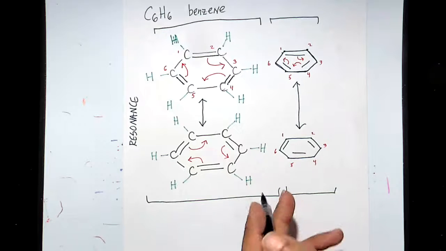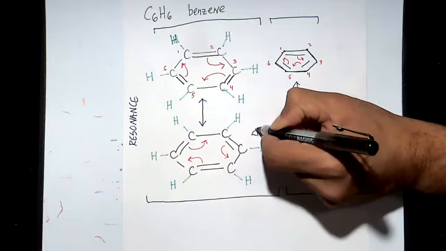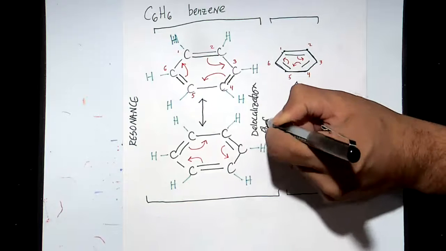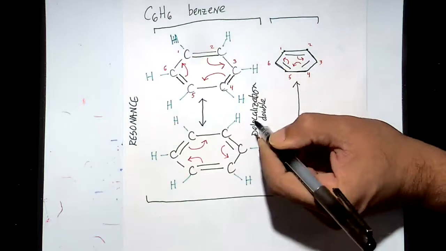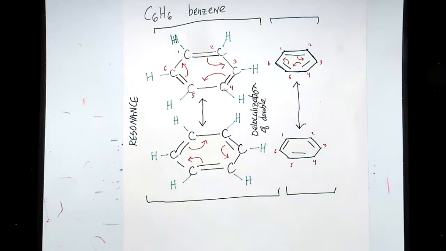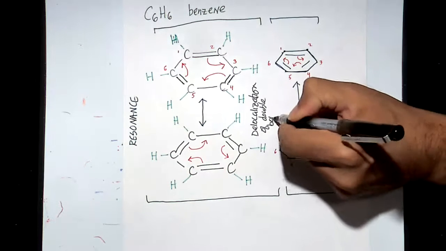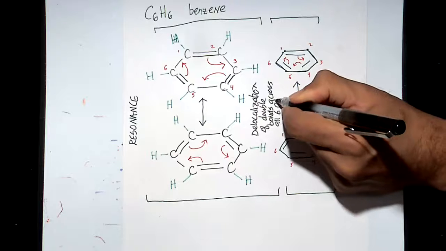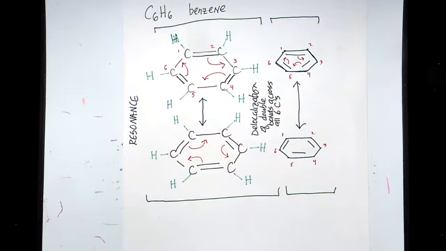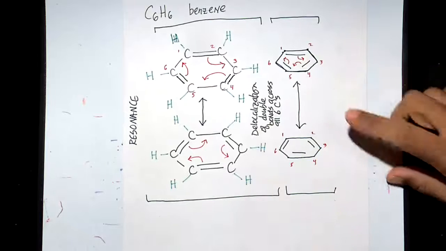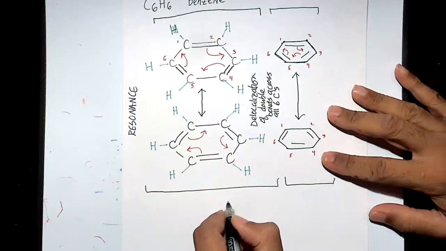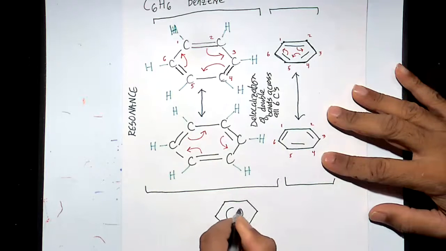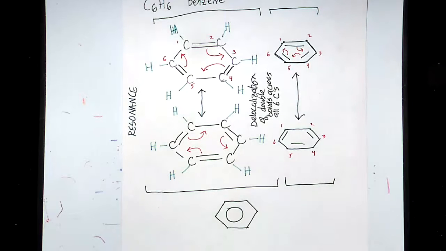Actually, because of the delocalization of the double bond, I'm going to write delocalization of double bonds across all six carbons, because they are like buzzing around. Across all of these carbons. That double bond is like a bee buzzing around. You don't even see this in textbooks drawn like this. You'll see it in textbooks drawn like this, a circle. I'm omitting the hydrogens, but this is how you will see benzene drawn.